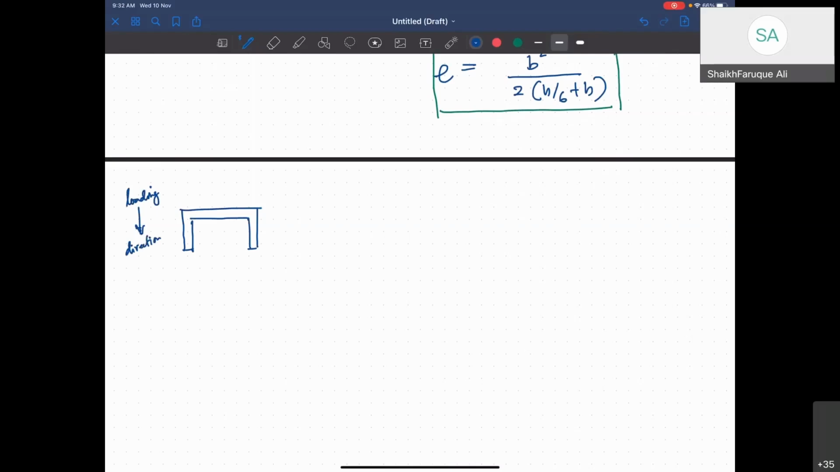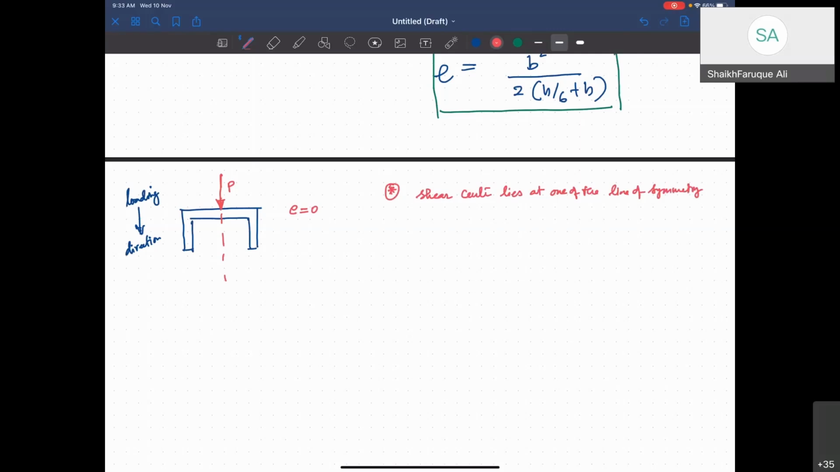In that case, your shear center is supposed to be on this line, right? If you load it like this, P, then it's not going to have any twist because it's symmetric bending right now. So e is equal to 0 here. The shear center lies at one of the lines of symmetry.